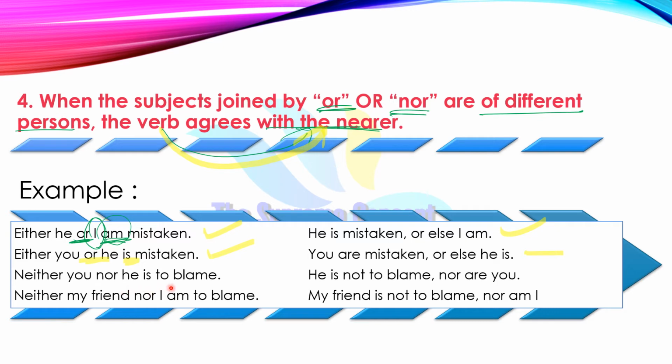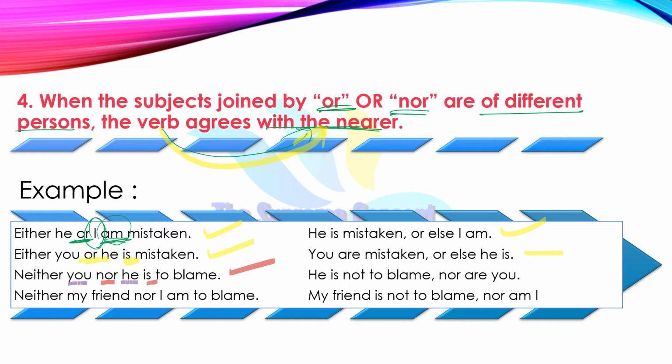Neither you nor he is to blame. We saw examples of subjects joined by or. Now it's time to discuss subjects joined by nor. This is very similar to the previous one. As you can see here, you is a different subject, he is a different subject, and they are connected by nor here. For this purpose we will follow the nearest subject. The nearest subject is he. So for he, we are using is here. This is the singular auxiliary form for he, as per this rule. And this sentence could be presented in the form like he is not to blame nor are you.